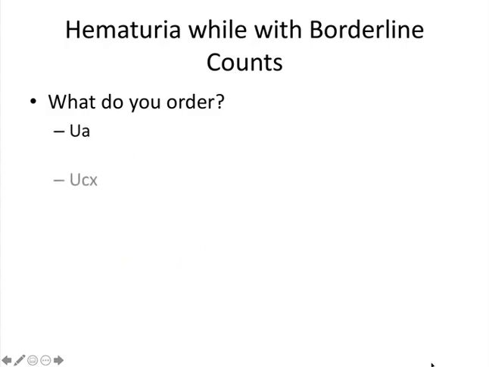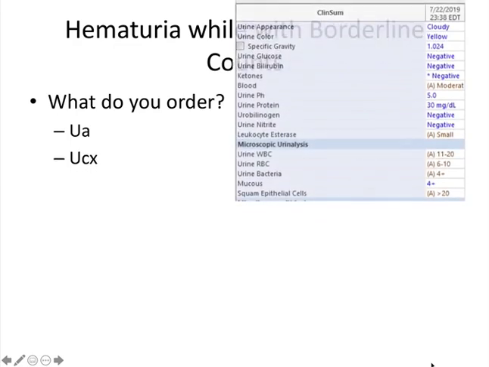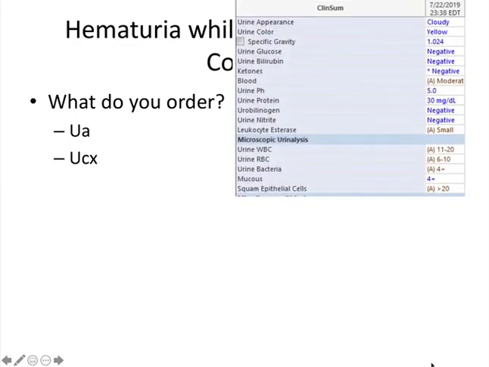A urine analysis with microscopy, a urine culture. So here was a urine analysis. It has moderate blood, has some small amount of leukocyte esterase, which is definitely infectious looking because it's got 11 to 20 WBCs, but there are more than 20 squames. So maybe a bad sample, you would consider asking the patient to get another sample.